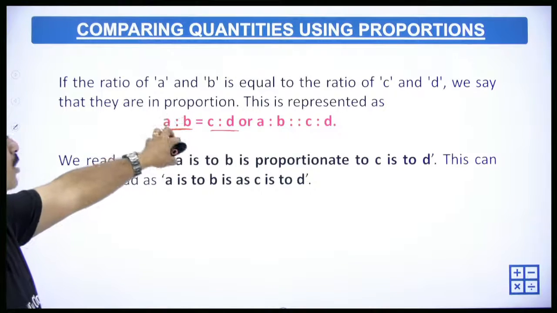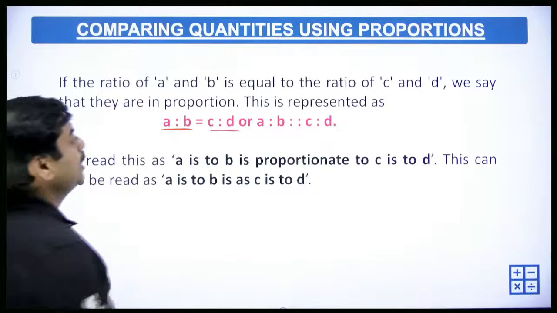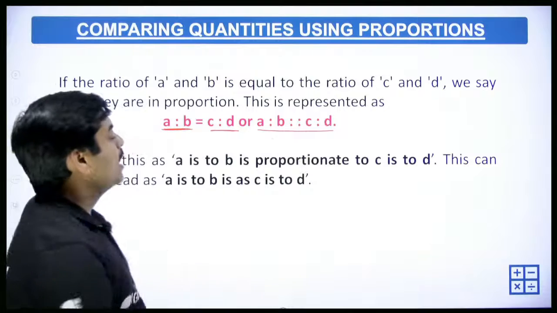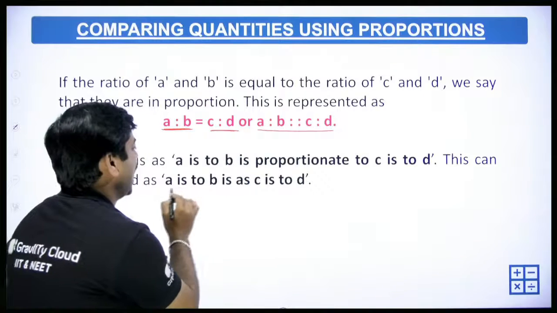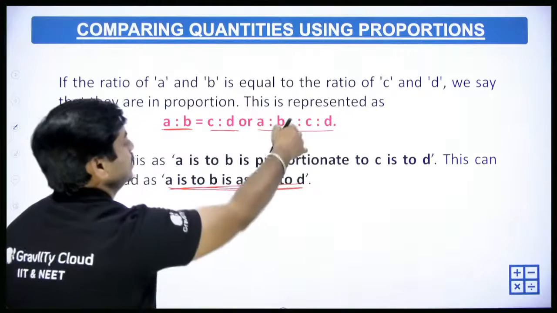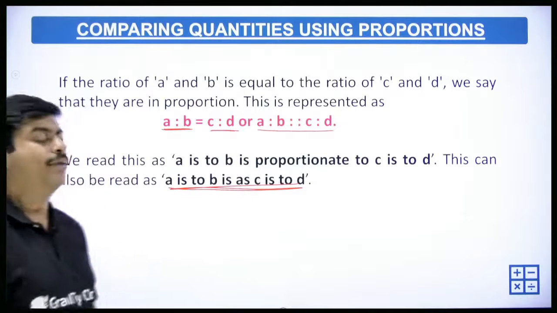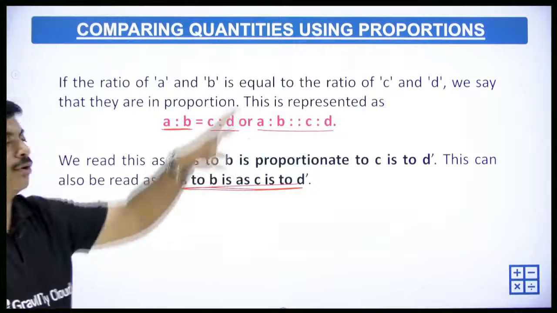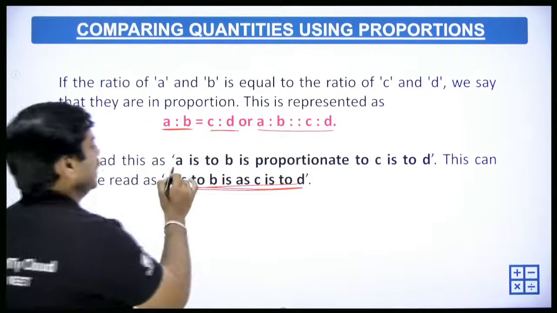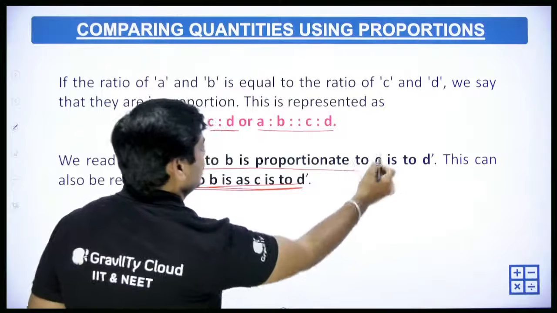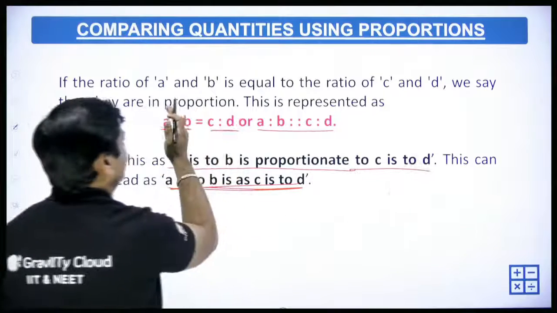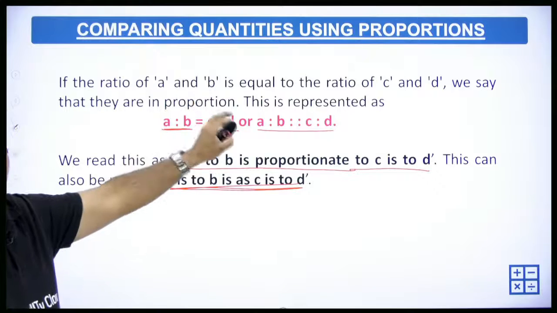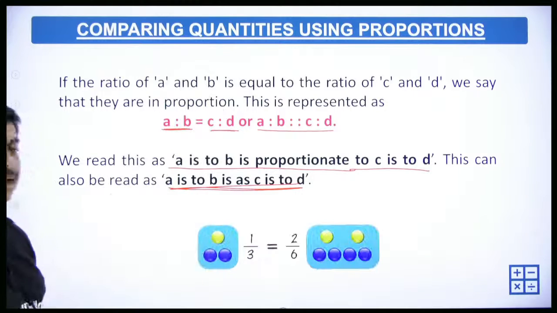This is represented as A is to B equal to C is to D, or A : B :: C : D. We read this as A is to B as C is to D. So A is to B is proportionate to C is to D. That is what we discussed about proportions.